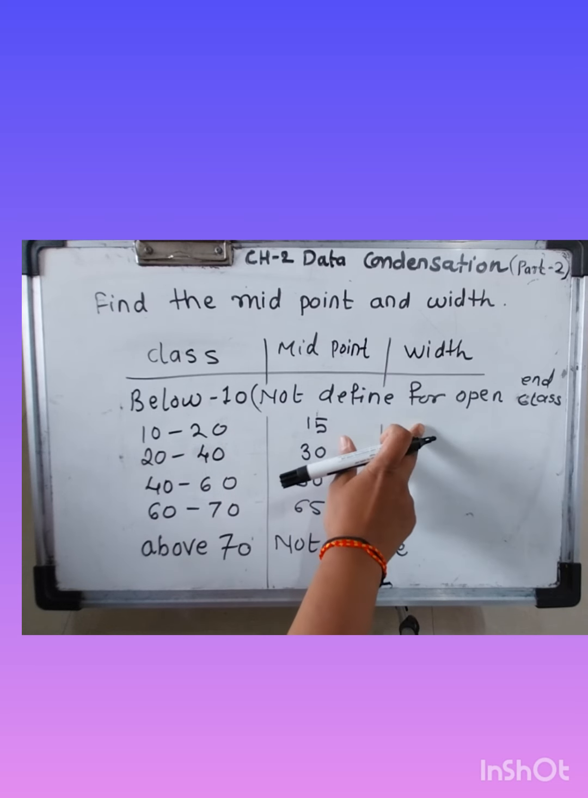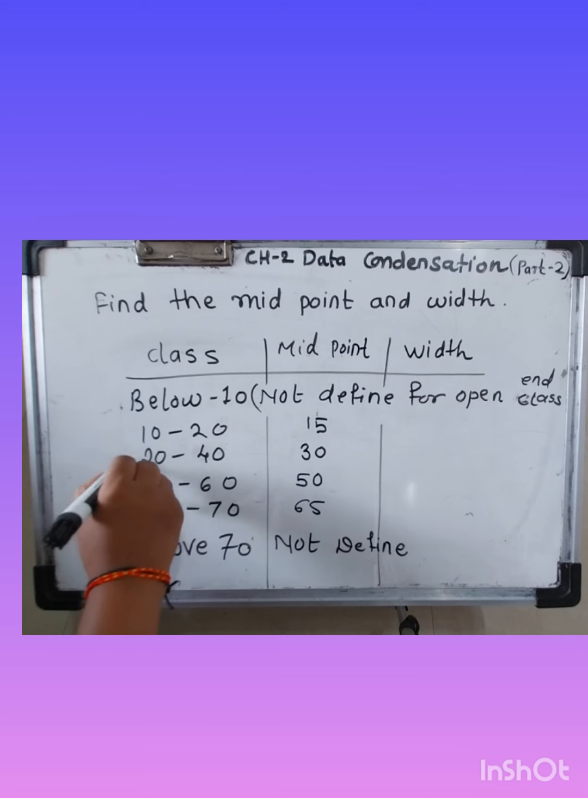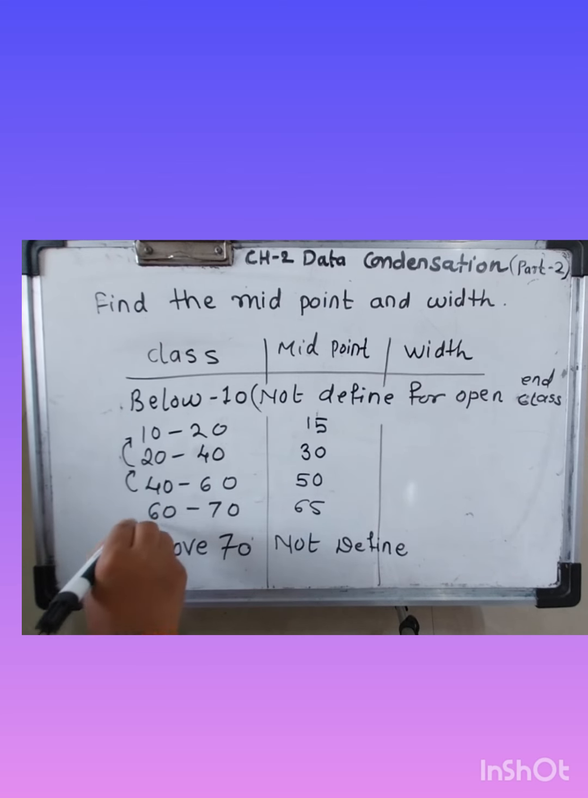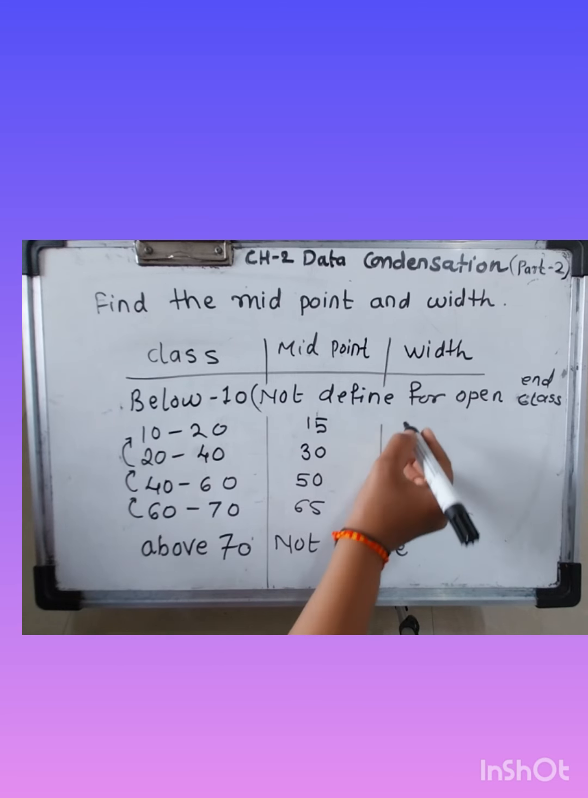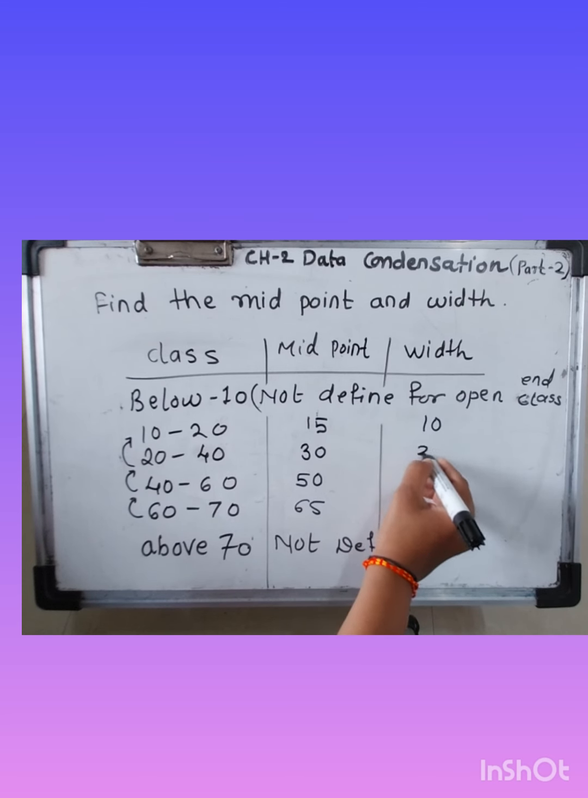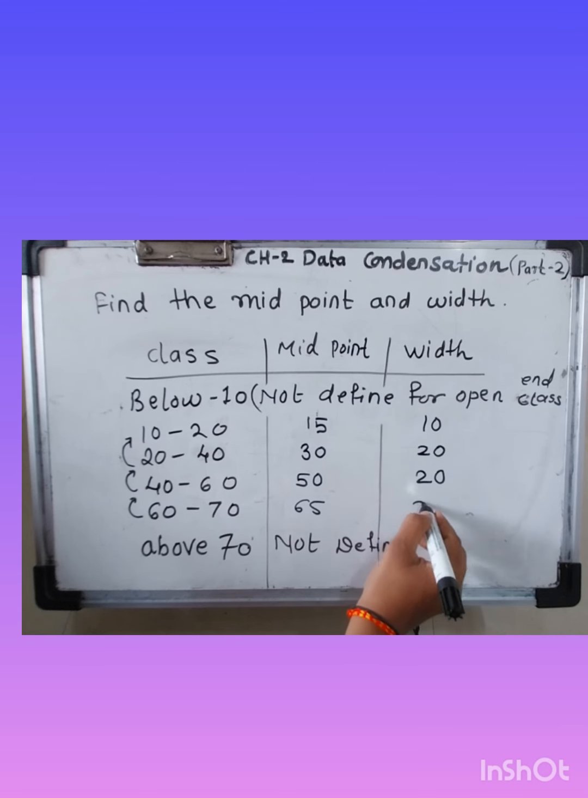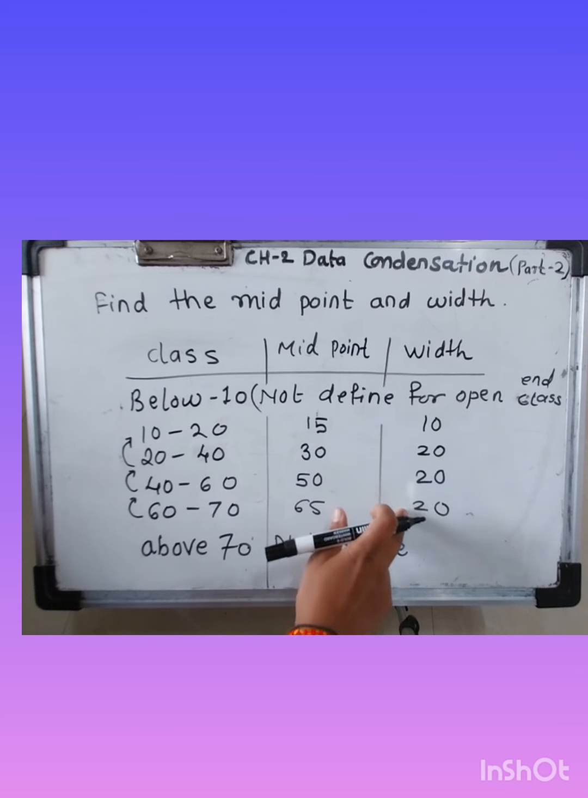Okay, now find out width. Width is what? Successive difference between lower limits, or upper limit minus lower limit. So width for first class is 10, second class is 20, third is 20, next is 20. See, difference between two successive lower limits is the width. Okay, this is the example.